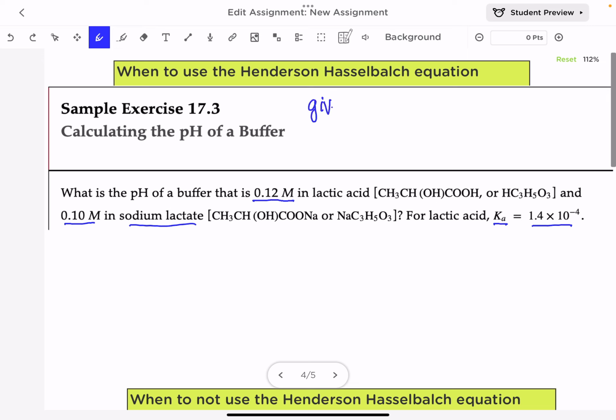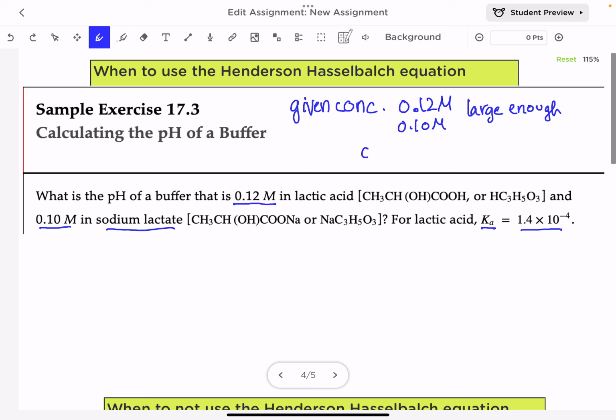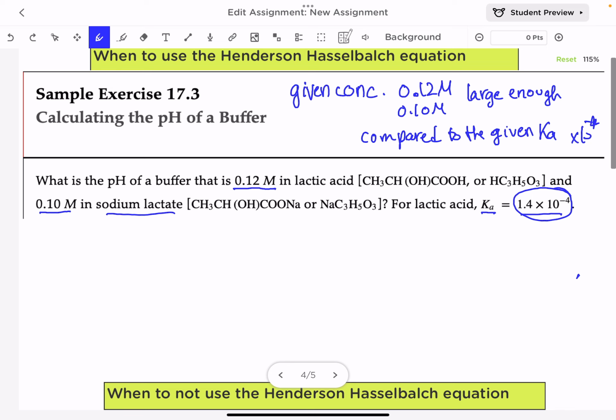Why? Because the given concentrations of the buffer, 0.12 molar and 0.10 molar, are large enough compared to the given Ka of the buffer. So this Ka is 1.4 times 10 to the power negative 4, which is relatively small if I compare it to the concentrations. And this is the only case when we can use the Henderson-Hasselbalch equation.